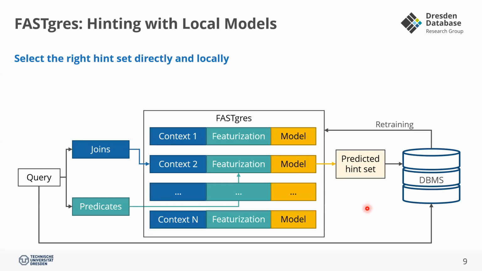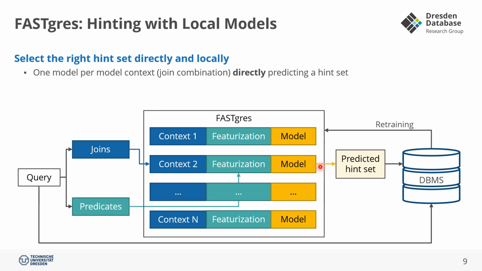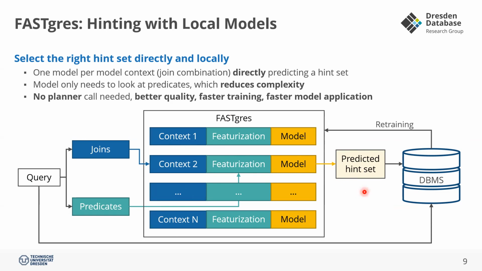So what are the advantages of this approach compared to, for example, one large model? Well, first of all, we can directly predict a hint set for a certain context. So we specialize our models to a certain context, and we can directly predict the hint set, of course. Because we're focusing on just one context, we can reduce the complexity of the model. So these models are much, much smaller than comparable neural networks, which would model all the contexts as one, which most other approaches do. And of course, we do not need any additional planner calls. We have better quality. We have faster training and faster model application because these models are less complex and therefore can concentrate their whole expressiveness within this context.